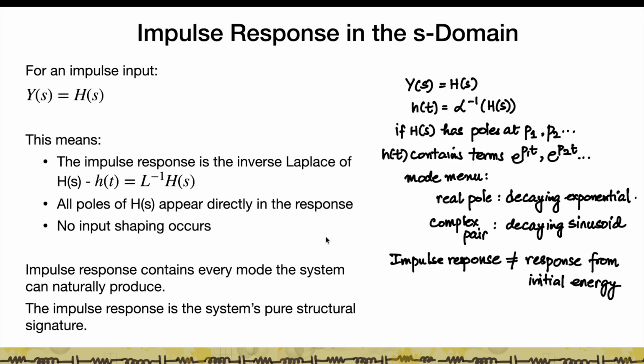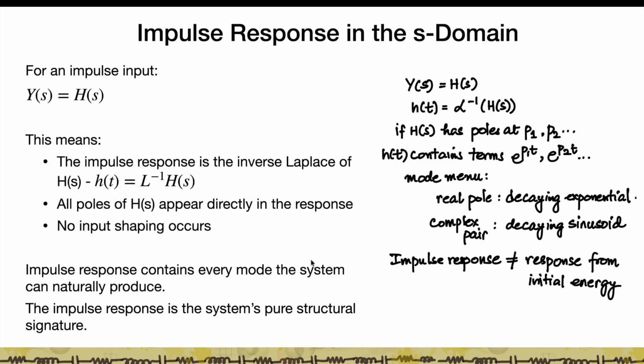Now, because impulse makes Y of s equal to H of s, the impulse response h of t is simply the inverse Laplace of H of s. That is why impulse response is called the system's fingerprint. Every pole of H of s corresponds to a mode in time. A real pole gives a decaying exponential. A complex pair gives a decaying sinusoid. So when someone shows you an impulse response, you should immediately think that waveform is a visible mixture of all system modes.